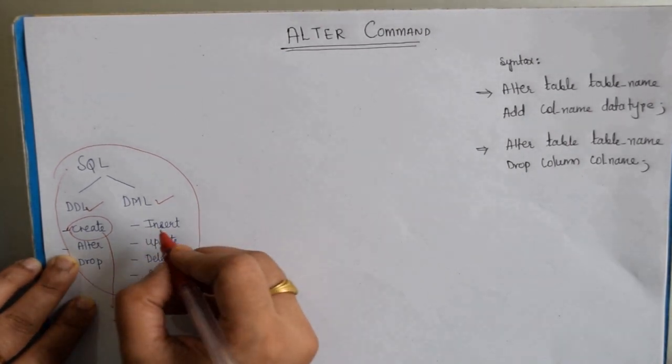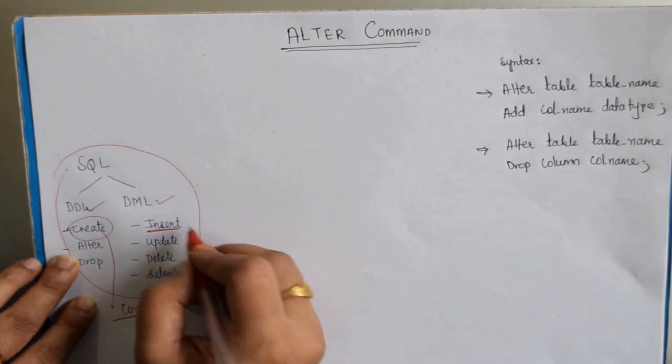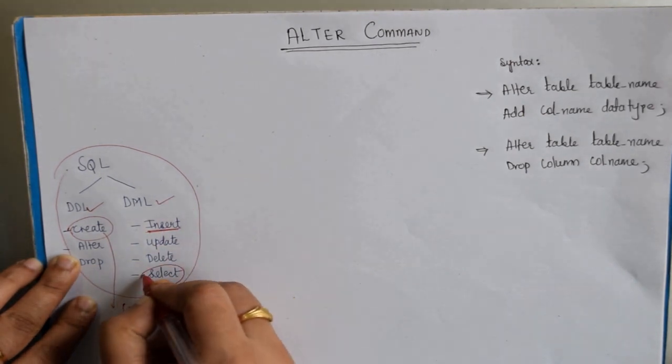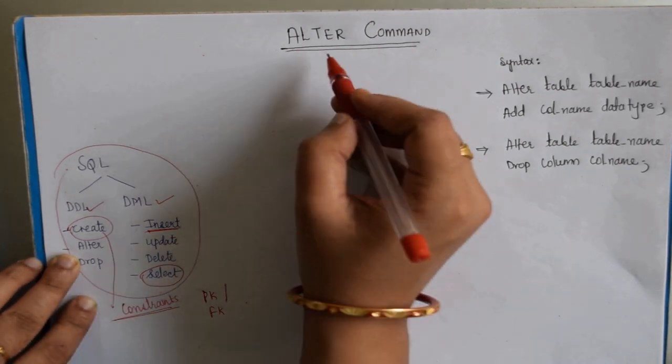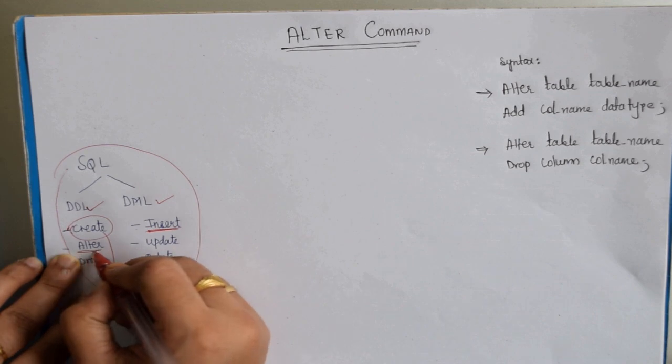Then after that we have seen how to insert values in the table and how to view the values of the table with the help of simple select command, correct? Now today's topic is alter command. Okay, the next DDL command is alter.